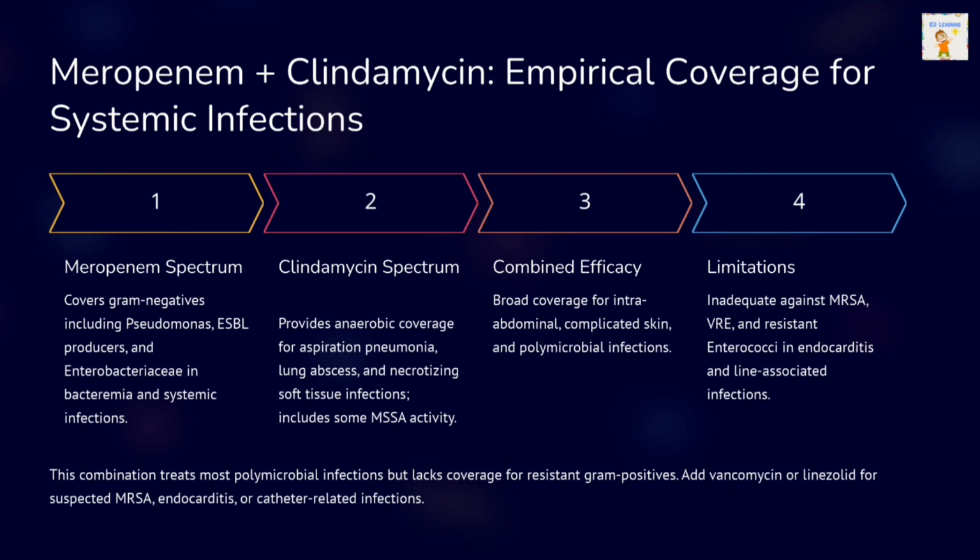Next is meropenem plus clindamycin. It is a very popular choice in our hospital. And let's see what it covers. Meropenem would cover gram-negative organisms including Pseudomonas, ESBL, and Enterobacteriaceae in bacteremia and systemic infections. Clindamycin will provide anaerobic coverage for aspiration pneumonia, lung abscess, and necrotizing soft tissue infections. And it will also have some methicillin sensitive Staph aureus activity. As a combination, they will cover broad spectrum including intra-abdominal, complicated skin, and polymicrobial infections. However, the cover is still inadequate for MRSA, VRE, and resistant enterococci in endocarditis and line-associated infections. So, as a combination, meropenem plus clindamycin will treat most polymicrobial infections but lacks coverage for resistant gram positives.